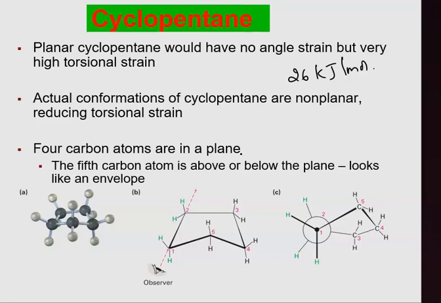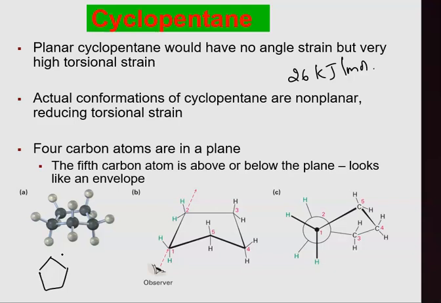Now, in cyclopentane, it was predicted by Bayer that it is completely strain-free, right? But it actually has a total strain of about 26 kilojoules per mole. So even though cyclopentane has almost no angle strain, it still has torsional strain. If you imagine cyclopentane to be a planar structure, then the hydrogens on these carbon atoms will eclipse and it will have a large torsional strain.